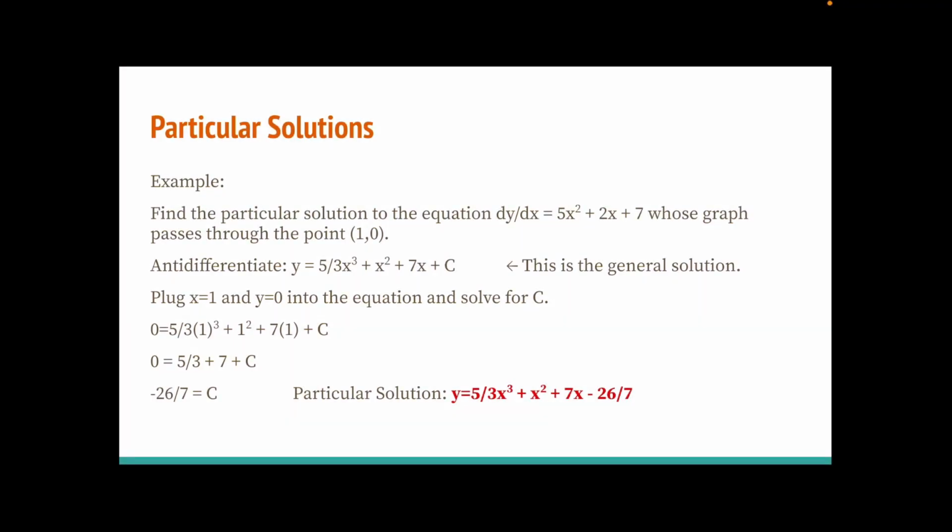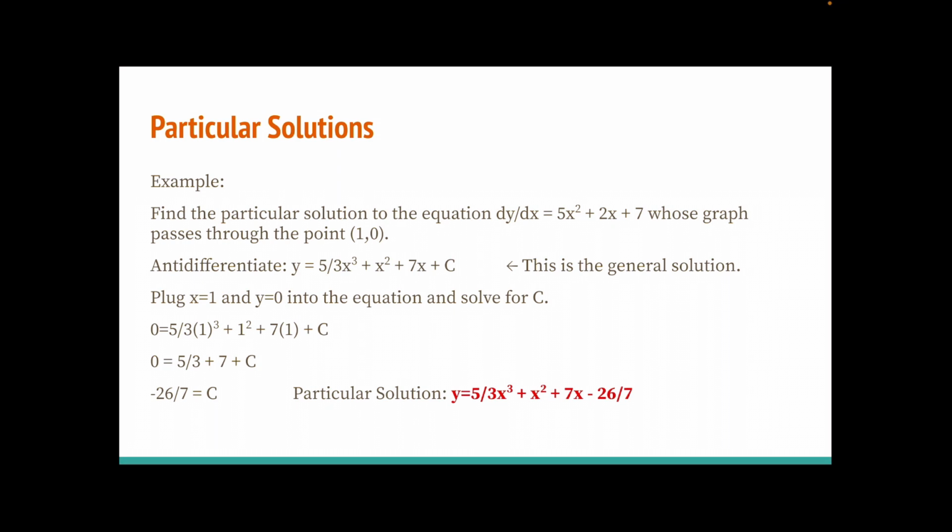Alright, so here's an example of a particular solution. We're going to find the particular solution to the equation dy/dx equals 5x squared plus 2x plus 7, whose graph passes through the point (1, 0). The first step is to anti-differentiate in order to find what y equals. We move dx over to the right side, and then take the integral of both sides.